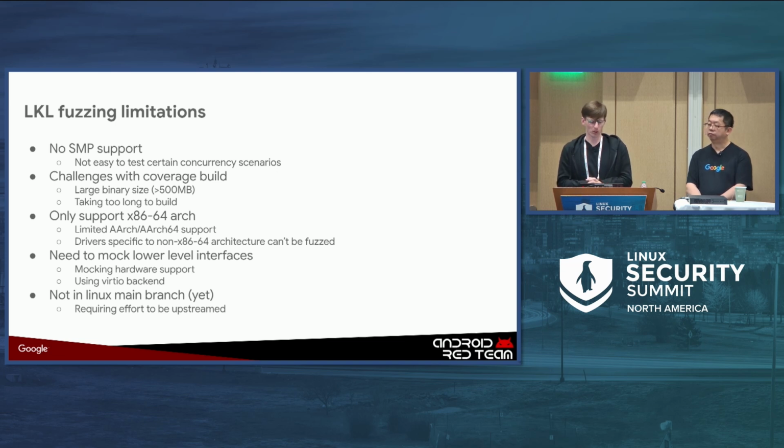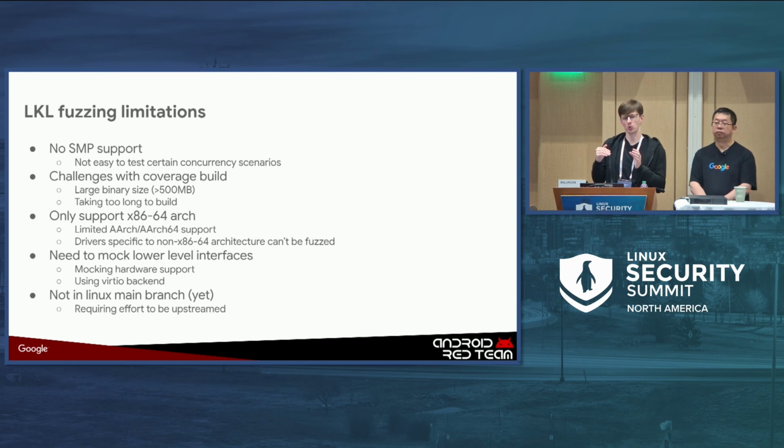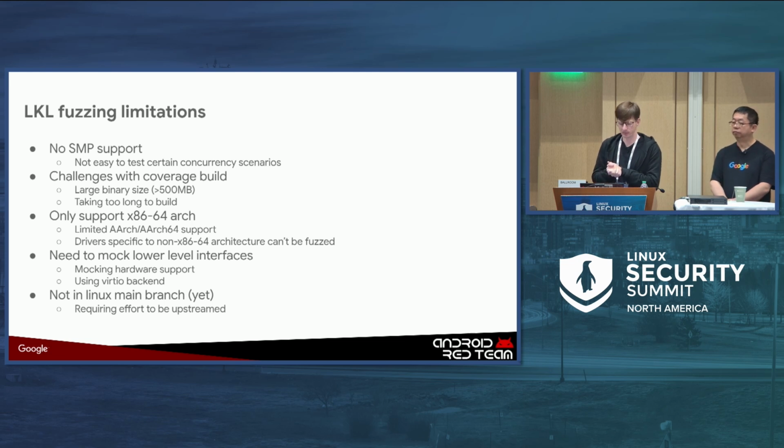We need to mock low-level interfaces if needed. However, this is actually not a limitation, it's a feature. Later we will show how we're mocking these interfaces to be able to fuzz the kernel code which interfaces with untrusted hardware. This way we're able to fuzz test kernel code which might consume and process untrusted input coming from the hardware.